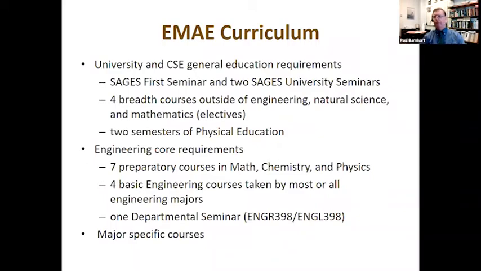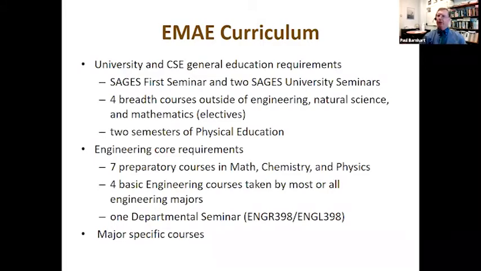The university and the Case School of Engineering, that's what CSE stands for, has some general education requirements. These are changing over the years, so if this is what we're doing today, in 2 or 3 years it might be a little bit different story. But right now we have a structure where there's a first SAGES seminar, which is a small class, about 20 students. They're all a bit different, taught by individual instructors.